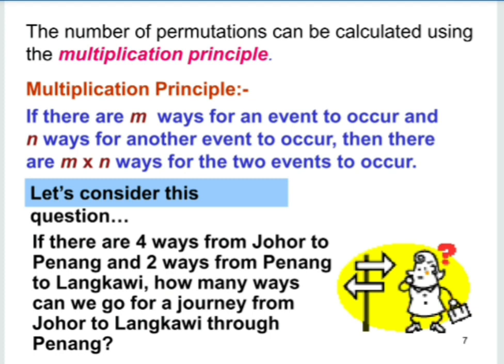So the number of permutations can be calculated by a rule called the multiplication principle. The multiplication principle states that if there are m ways for an event to occur, and n ways for another event to occur, then there are m times n ways for the two events to occur. So let's consider an example. If there are 4 ways from Johor to Penang and 2 ways from Penang to Langkawi, in how many ways can we go on a journey from Johor to Langkawi through Penang?